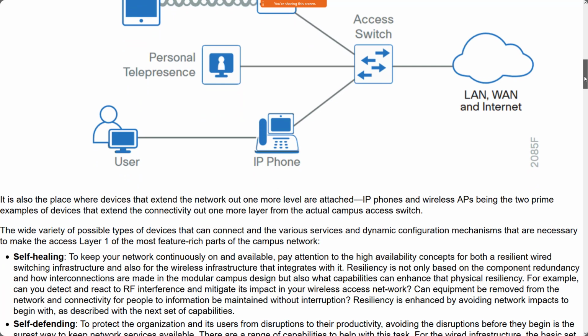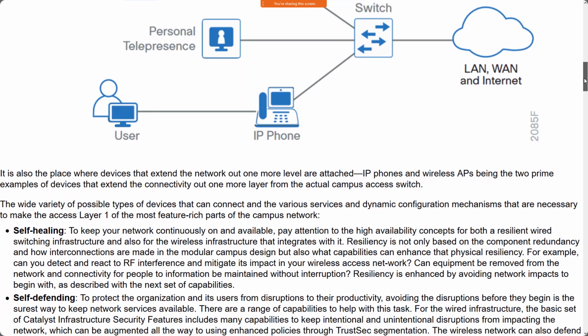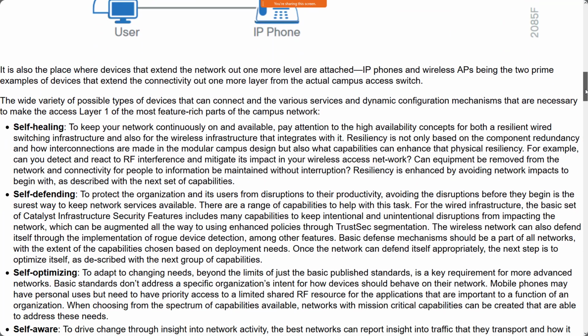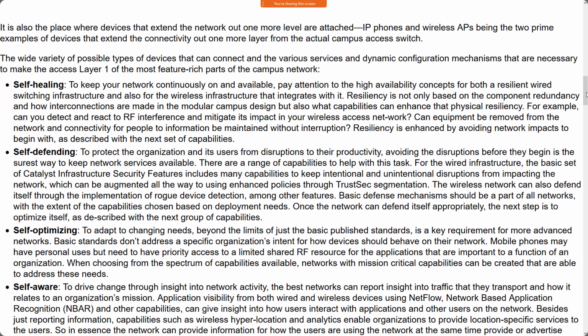Personal telepresence device, that would be like a video endpoint. Same kind of consideration there. We would have to have some sort of QoS and so on. All right. So there's all kinds of devices that we can connect to the access layer. Those devices are going to have different needs for configuration. They're going to have different needs for communication. We kind of saw these bullet points at the beginning.